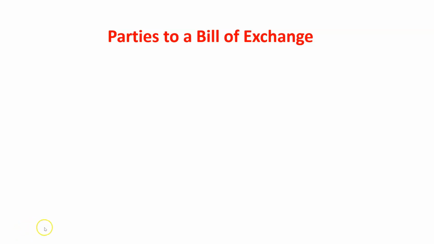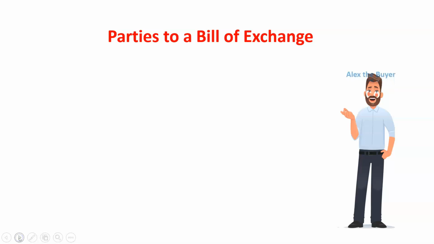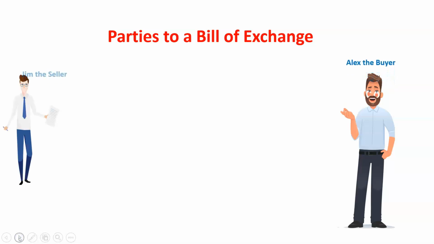Parties to the bill of exchange. Mainly there are two parties to the bill of exchange, a buyer and a seller, but in some cases there can be another party called payee. A payee only becomes a party if a seller or a drawer takes certain actions such as discounting it or endorsing the bill of exchange in favor of one of his creditors.